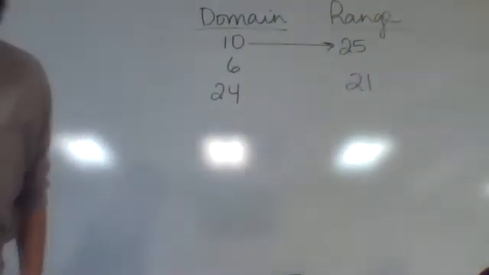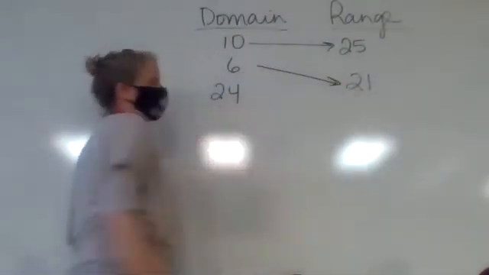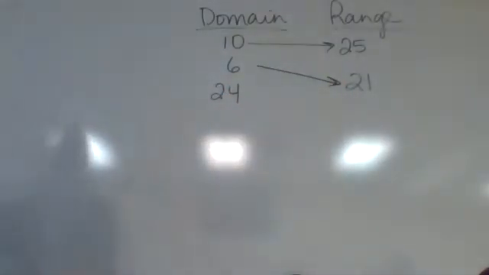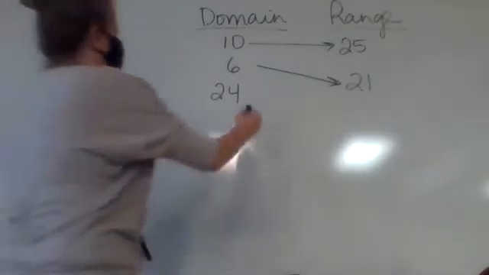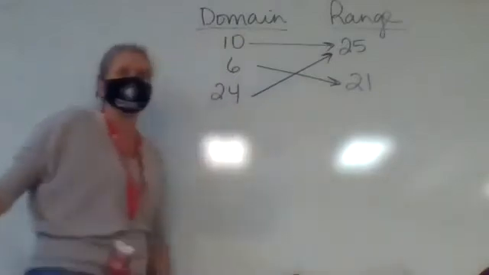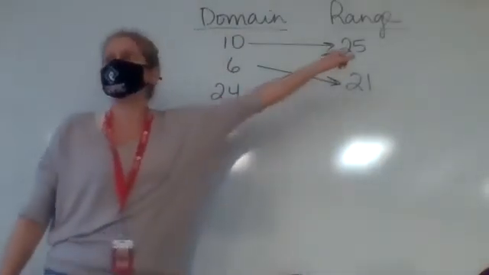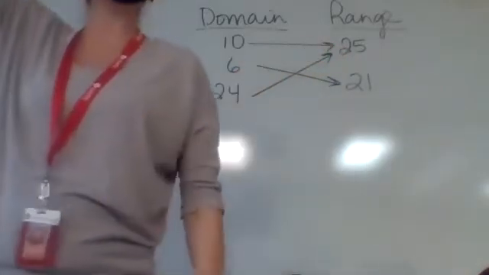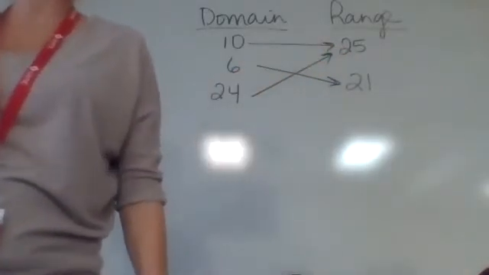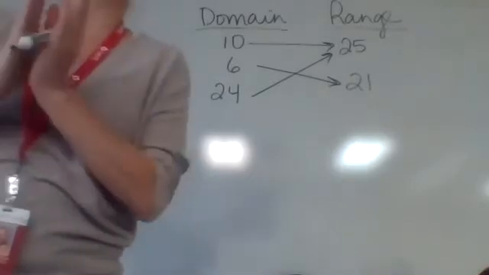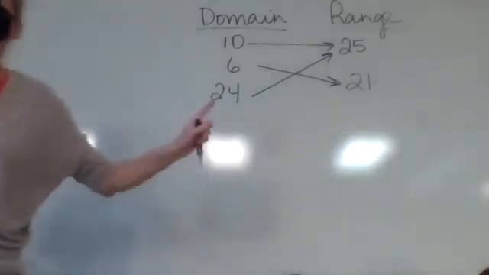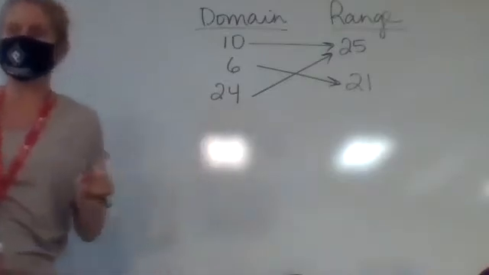Now, it also shows the 6 with an arrow to the 21. So still a function, because 6 is only going to 1 number. It's not going to any more than that. And then the 24 also goes to 25. How many numbers is 24 going to? Just 1 again. There is not any number in the domain column that is going to more than 1 number in the range. So yes, this is a function.